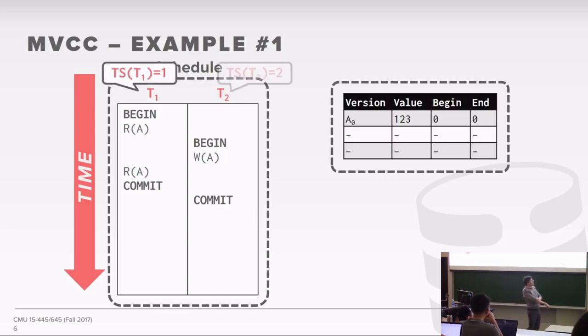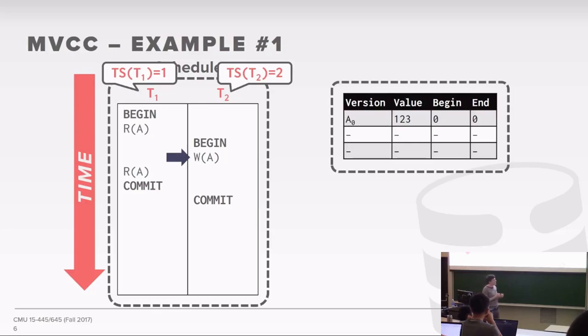All right, so we're going to assign timestamps to our transactions when they both start. T1 gets 1, T2 gets 2. The first thing that will happen is T1 will do a read on A, and we look in the database and say, well, our timestamp is 1. Actually, this N here should be null, so ignore that for now. Our timestamp is 1, so we want to find the version of object A that existed and was committed at any time before 1. In this case, 0 is less than 1, so that's the version we're allowed to read.